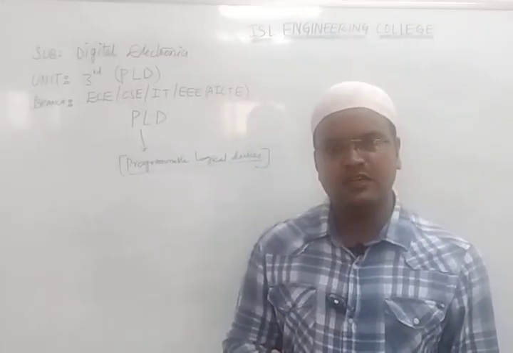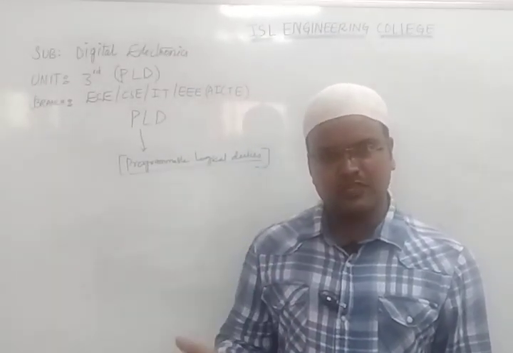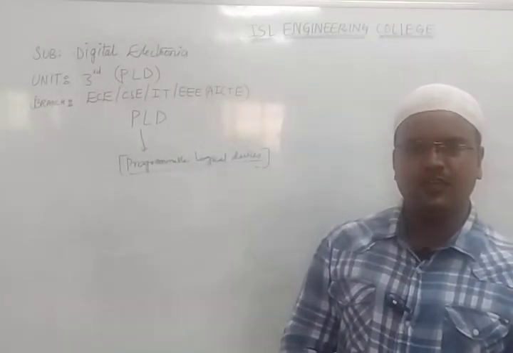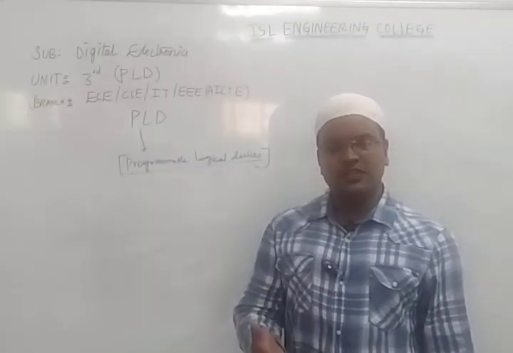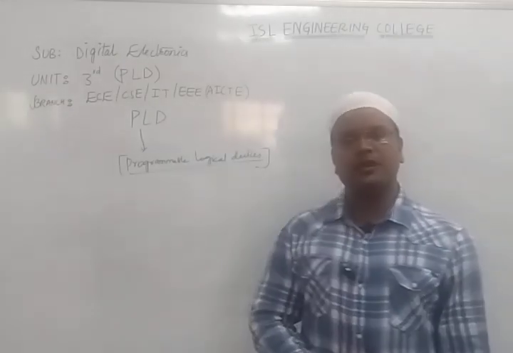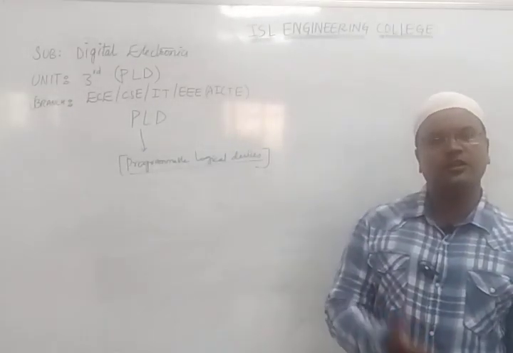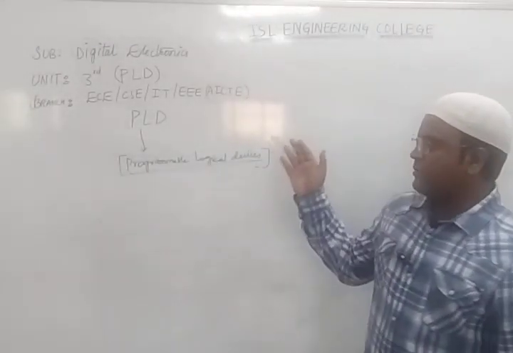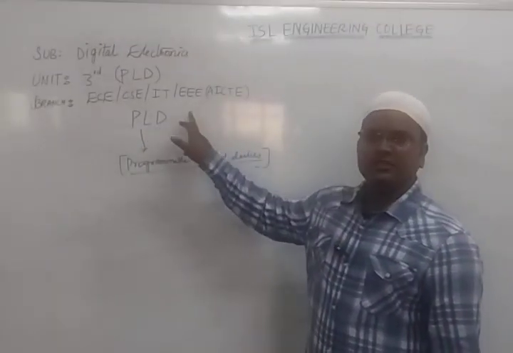Code converters we have done. In that we have discussed BCD to excess 3, BCD to 7 segment display. This particular thing we have discussed in unit 2. And we have seen the problems related to multiplexer, demultiplexer, encoder, decoder and all those things. Coming back to this unit 3, we are going to design programmable logical devices.